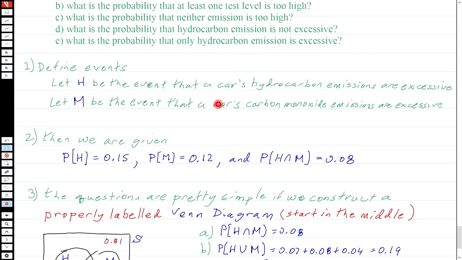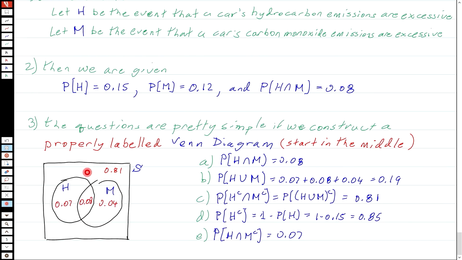And the last one is what is the probability that only hydrocarbon emission is excessive. So we're looking for this region here where only in H, and that we know is 0.07. But by the way, in a test situation, or in an assignment for that matter, I want you to show what the event is that you're computing here. So I want to see that you know that only H means H intersection with M complement.